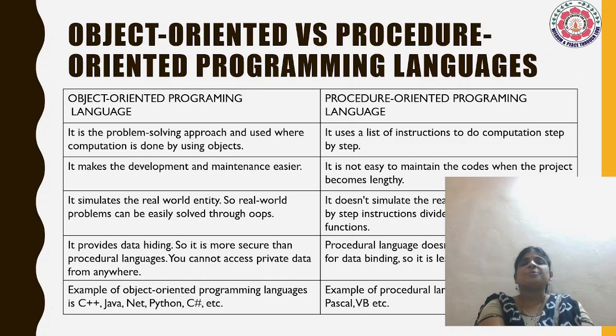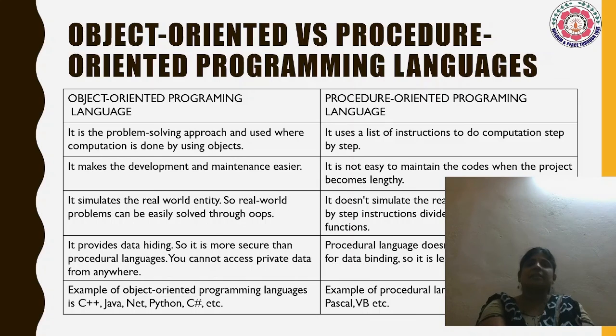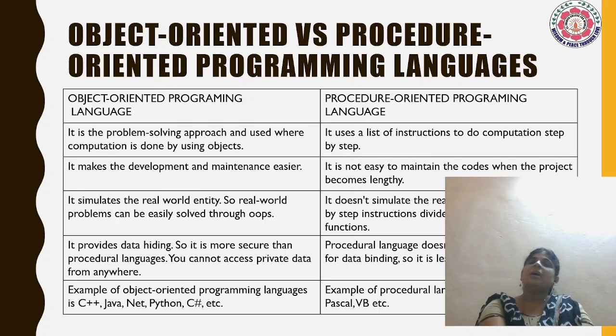Whereas procedural oriented programming uses a list of instructions to do the computation. It makes the development and maintenance easier, and procedural, it is not that easy to maintain. Object oriented programming simulates the real world entities, whereas procedural oriented programming does not simulate. It provides data handling, so it is more secure than procedural languages, whereas procedural programming language does not support data binding nor data handling. Examples of object oriented programming languages are C++, Java, Python, and so on, whereas procedural is only C, Fortran, Pascal.